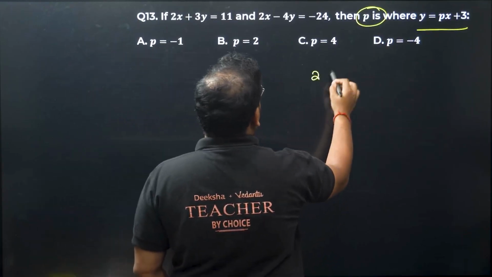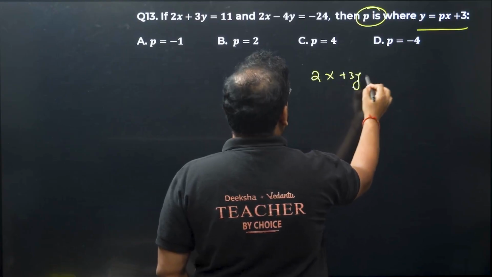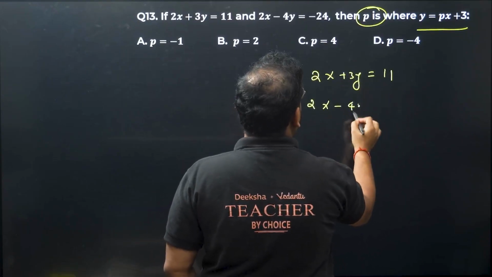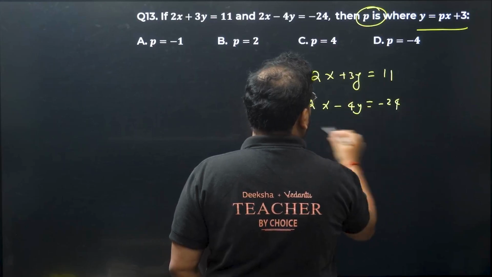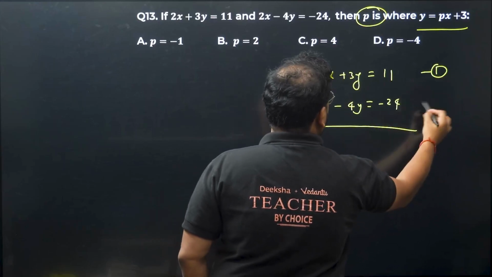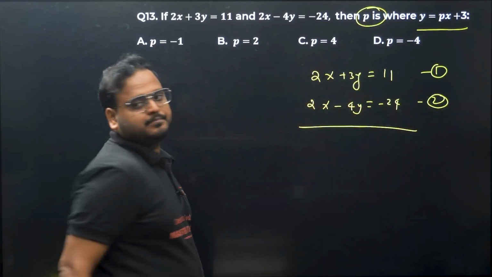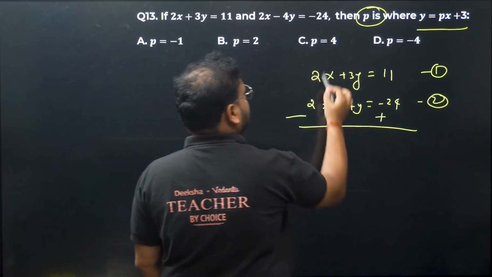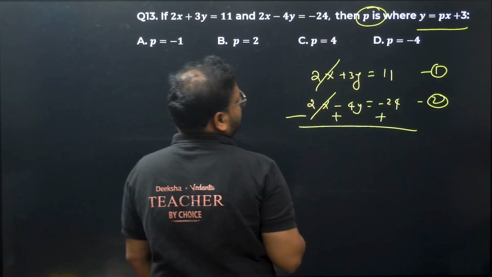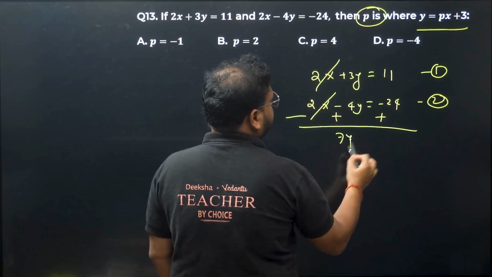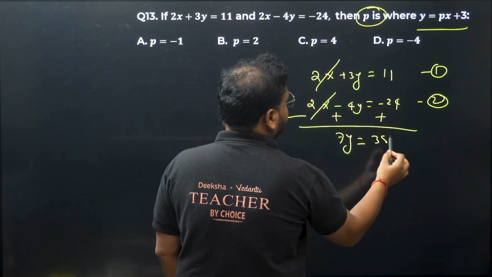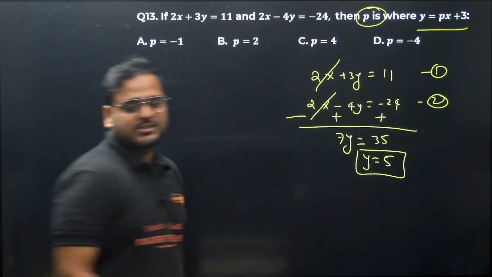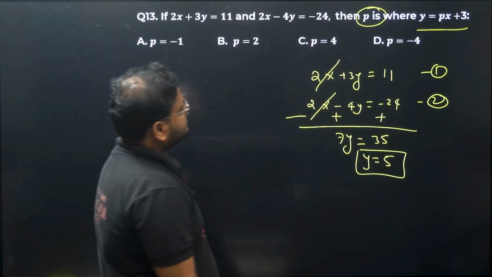Okay. Alright. What we have over here? We have 2x plus 3y equal to 11, and we have 2x minus 4y equal to minus 24. Equation number 1, equation number 2. Subtract these two. Minus sign, plus sign, plus sign. This cancels. 3y plus 4y is 7y, and I get over here as 35. The y value is actually 5. Y is 5. What about x?